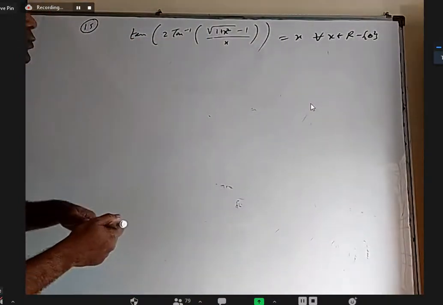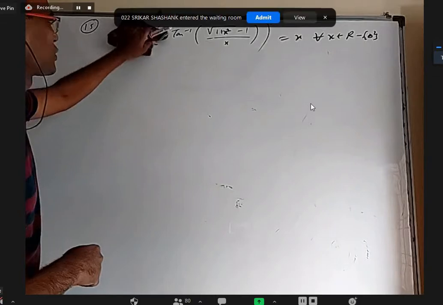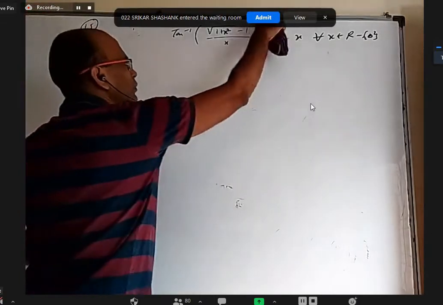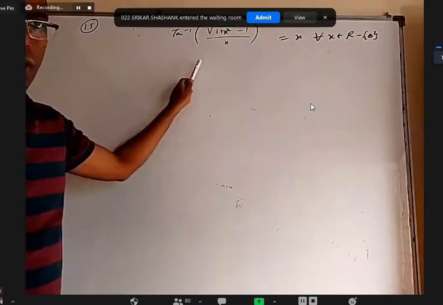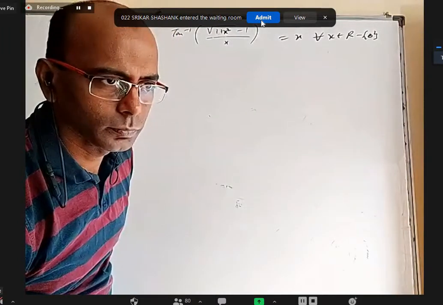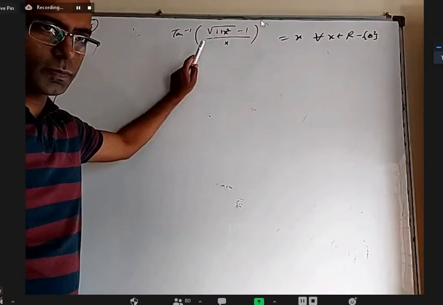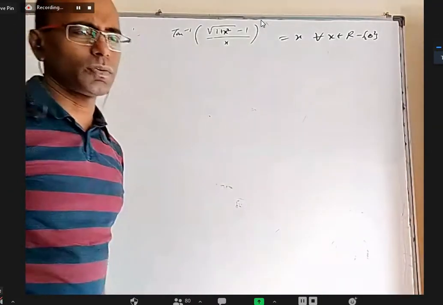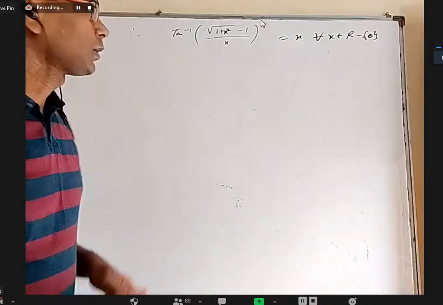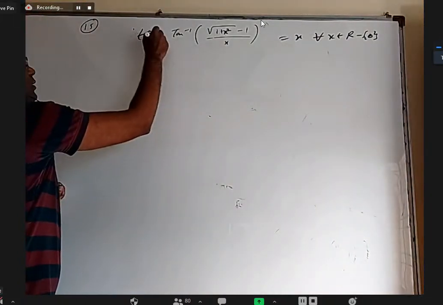If somebody asks you, let's say they remove this tan and this 2. Actually, this is equal to half tan inverse x. Okay, this is equal to half tan inverse x. If somebody asks you to prove that, I think the only way is take x equal to tan theta. But the present question, there can be another thing.